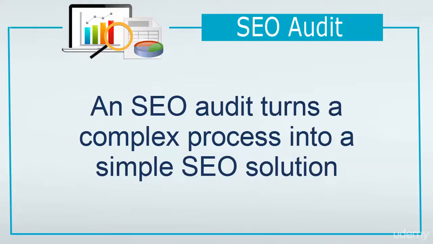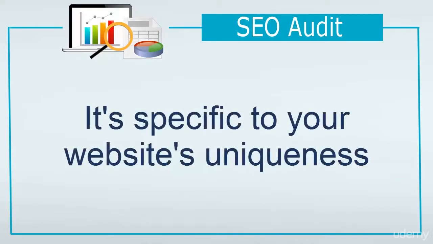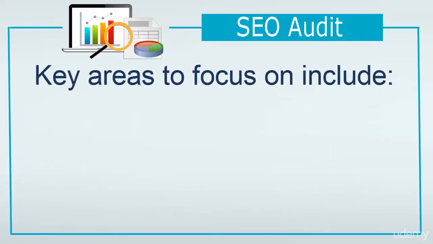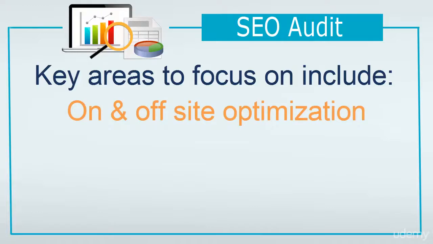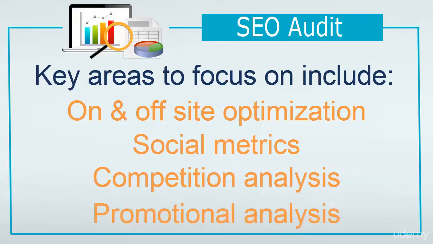That way you're not just doing general tactics that everyone uses, you're actually doing the work that your website needs in order to rank higher, as every website is unique. As we'll get into in this course, a good SEO audit will look at several key areas of your website, including on-site optimization, off-site optimization, social metrics, a competition analysis, and even a promotional analysis.